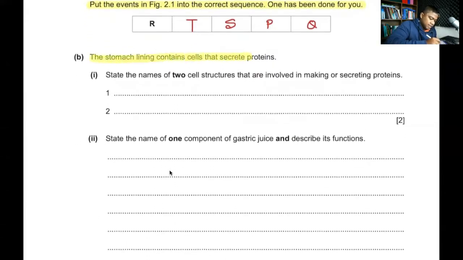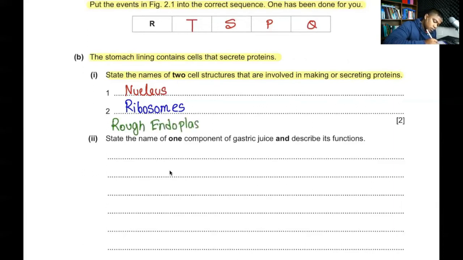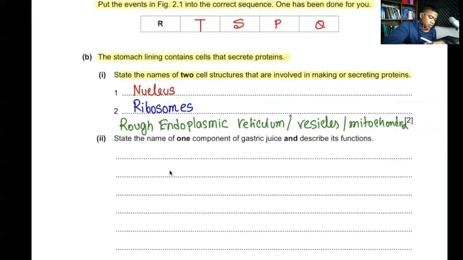The stomach lining contains cells that secrete proteins. State the names of 2 cell structures that are involved in making or secreting proteins. First of all, we can talk about the nucleus, because the nucleus provides the code for the protein. Then we can think of ribosomes. Some added structures will be rough endoplasmic reticulum, vesicles, mitochondria, because it provides energy, and so on.